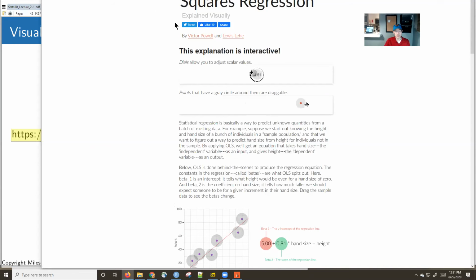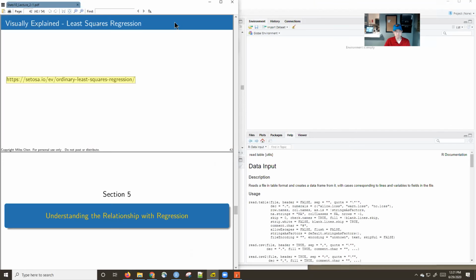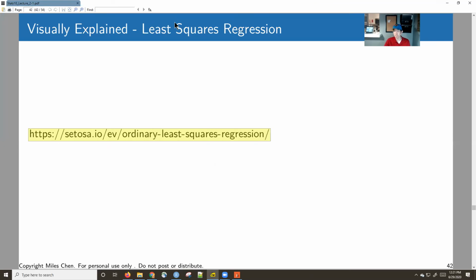What is going on? Can't I see this thing?